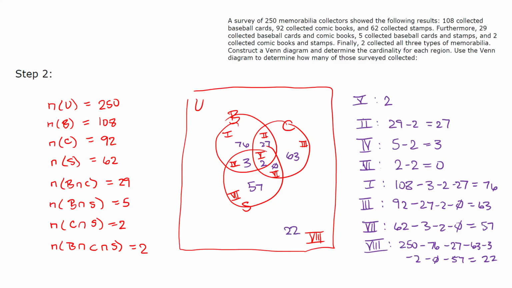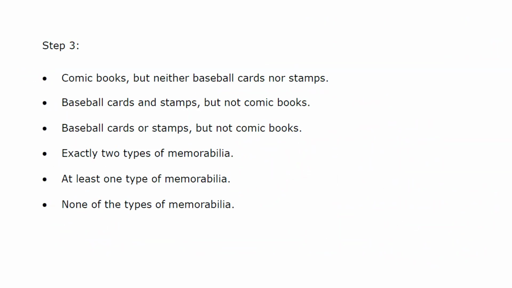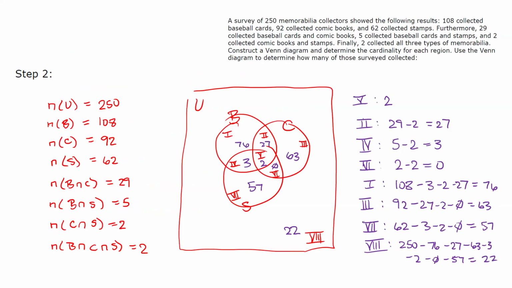Okay, and so now we have completed our Venn diagram. So in step 3, we can now answer our question. So we want to know how many collectors collected comic books, but neither baseball cards nor stamps. So neither baseball cards nor stamps. Okay, we just want the total number that collected comic books.